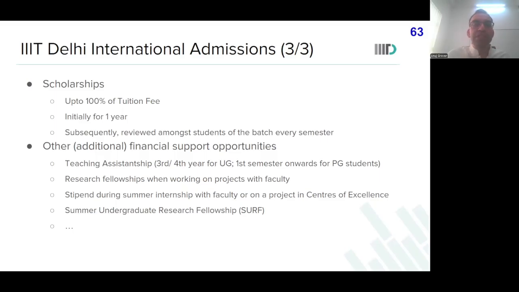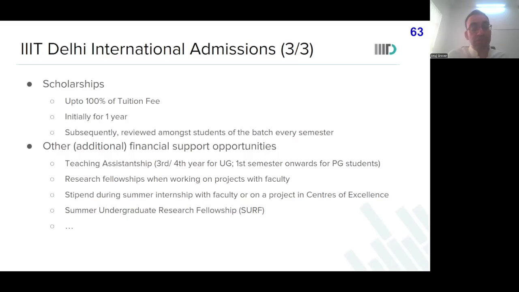There are other opportunities for financial support, and a student can always top up their scholarship with these opportunities. In the 3rd and 4th year, the UG students are eligible for teaching assistantships. Postgraduate students are eligible for this from the first semester onwards. Then IIIT Delhi is probably one of the very few universities in the country to encourage research for UG students. So when you work with faculty on projects, you might also be eligible for research fellowships.